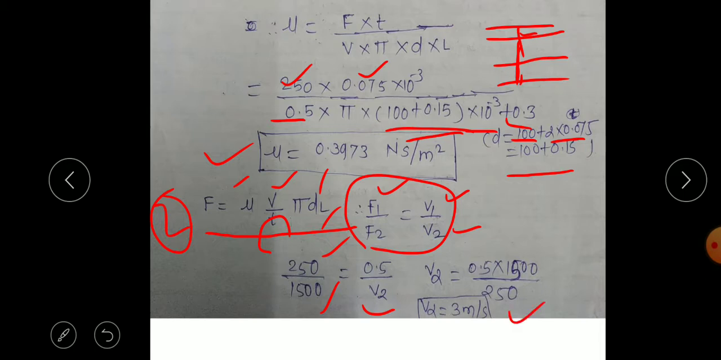So this is a numerical related to the shaft and a sleeve. In that, lubricating oil as a viscous oil is provided.